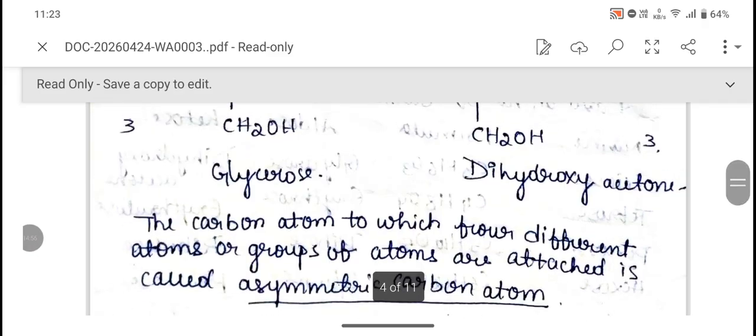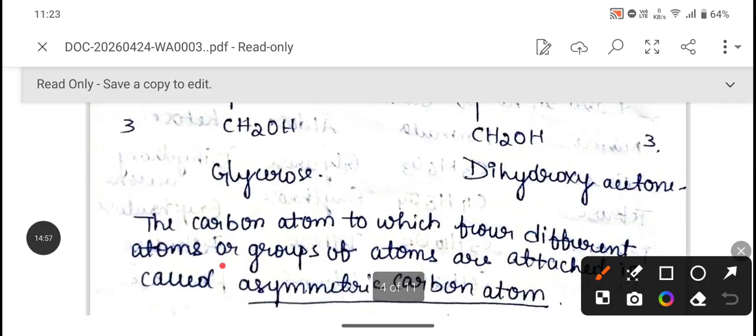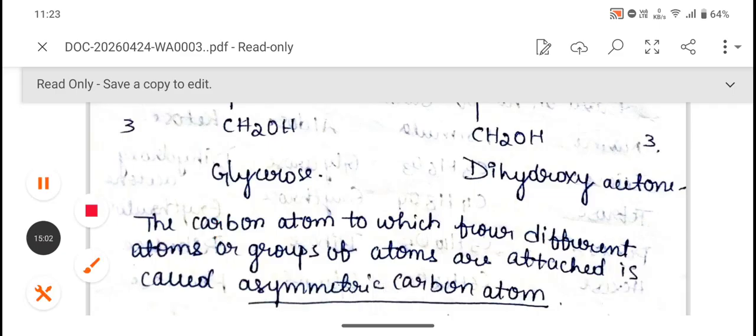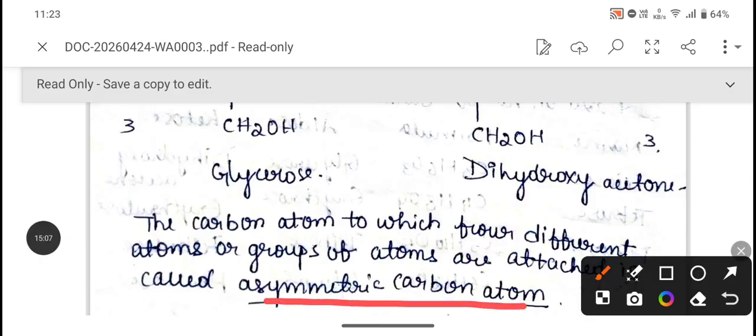So the important point which you need to observe here is about asymmetric carbons. What is an asymmetric carbon? The carbon atom around which four different atoms or groups of atoms are attached is known as an asymmetric carbon atom.